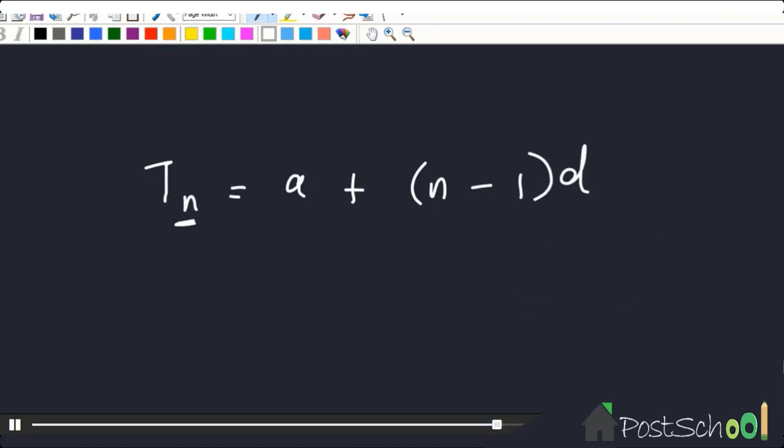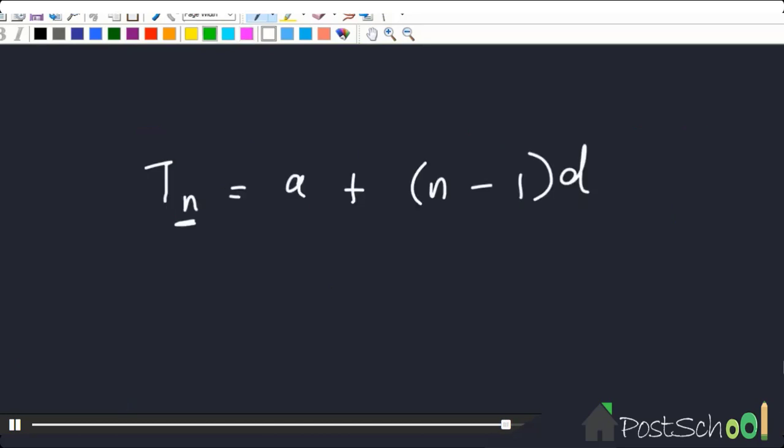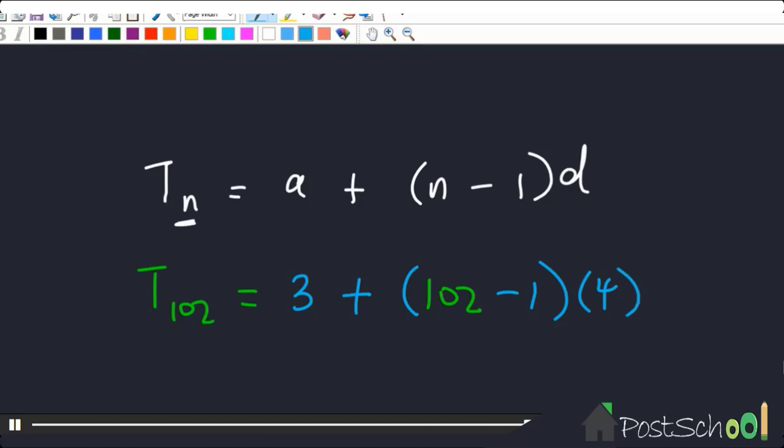For this question, we can just use our formula and get the answer, T102. So let's punch it in the calculator. T102 is going to be, what is our first term? Our first term was 3, plus, and this is going to be 102, that's our n, minus 1, multiplied by D. What is our difference? That's going to be 4.